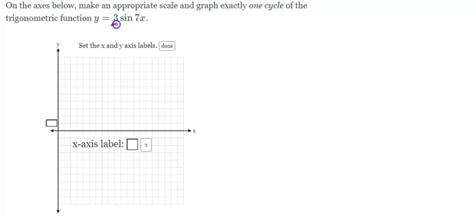First thing we need to establish is, what's my amplitude? The amplitude is 3. So I'm going to say A equals 3. My frequency, my capital B, is my 7. That's the coefficient in front of x. As for the midline, nothing is being added or subtracted, so I know that it's going to be 0.